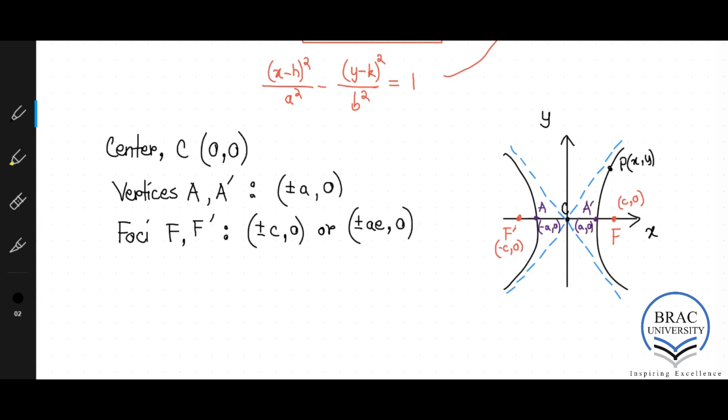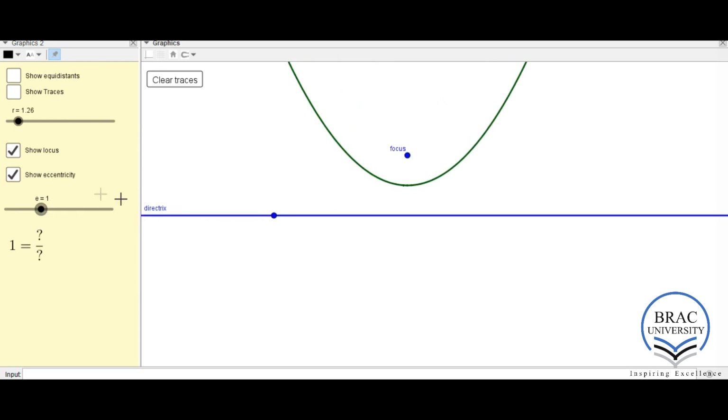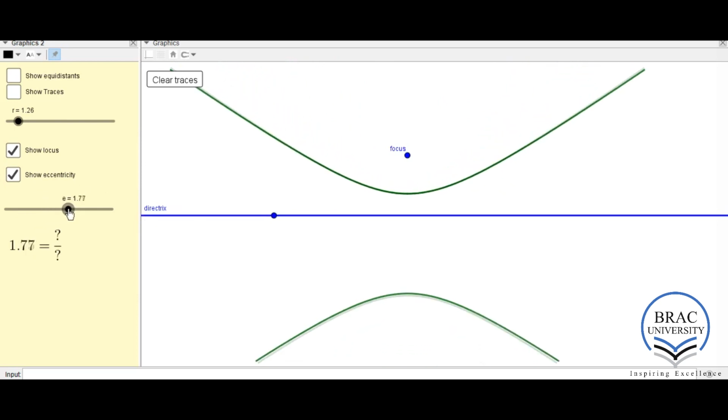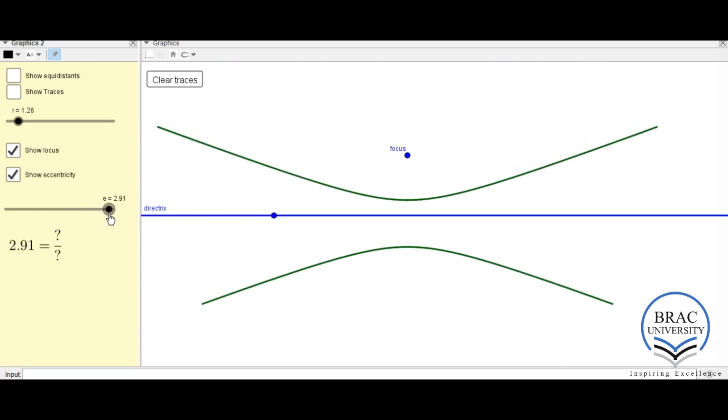So let's quickly review that. If you look here, you can see that if the eccentricity was very close to 0, it was like a circle. And if it was slightly higher, it's like an ellipse. So from 0 to 1, it's like an ellipse. But right at 1, we have a parabola. And when the eccentricity is greater than 1, you have the hyperbola.